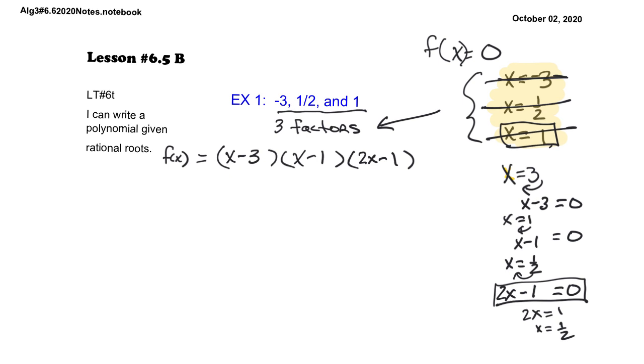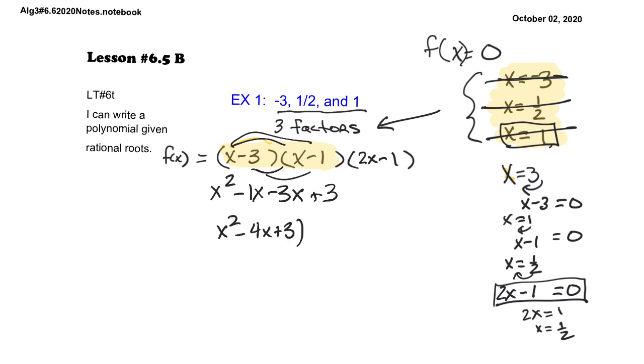Now I'm going to do multiplication. I'm going to use the distributive property. I'm going to multiply the first two factors out using FOIL. x times x is x squared, minus 1x, minus 3x, plus 3. So I get x squared minus 4x plus 3.